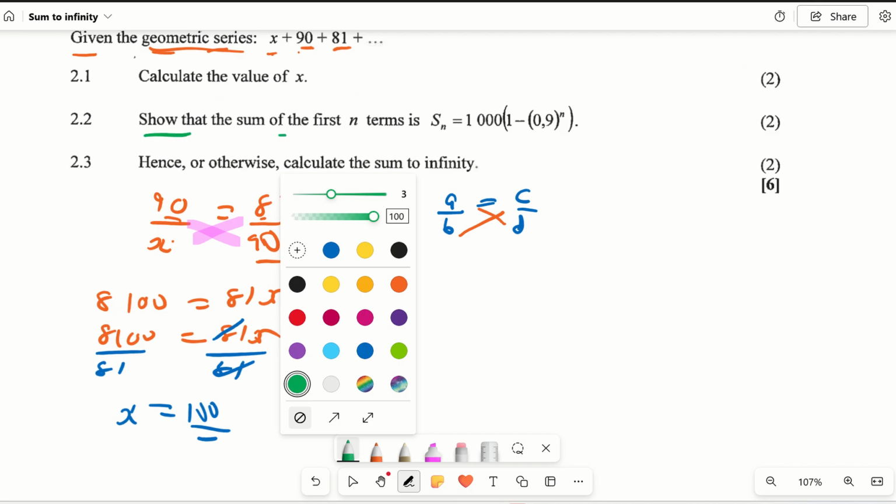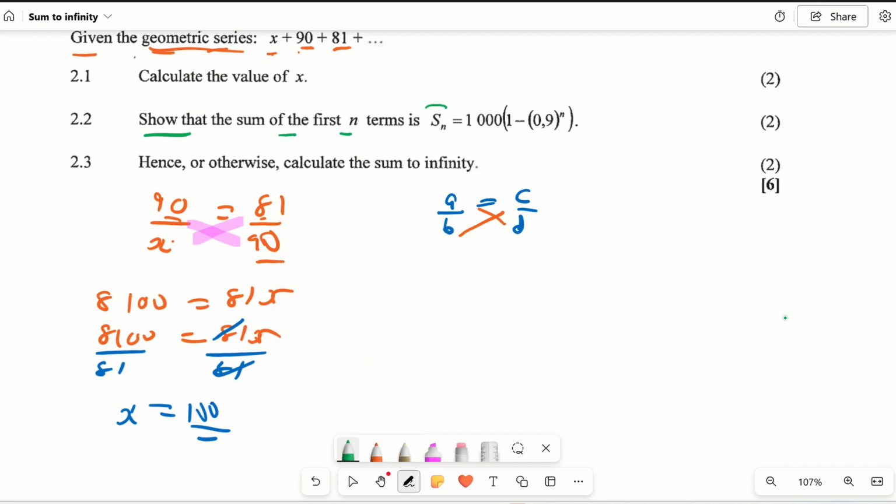Show that the sum of the first n terms is Sn equals 1000 open bracket 1 minus 0.9 to the power n close bracket. So you're showing the sum to n terms.